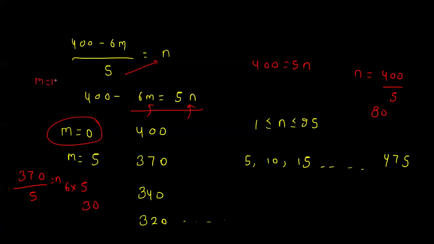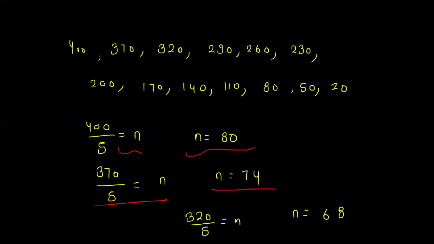Then if you put m equal to 10, it becomes 340 divided by 5, which is 68. So from here you get different values of n like 80, 74, 68. You can see the gap of 6 here, then 62, and this way it will go up to 2.